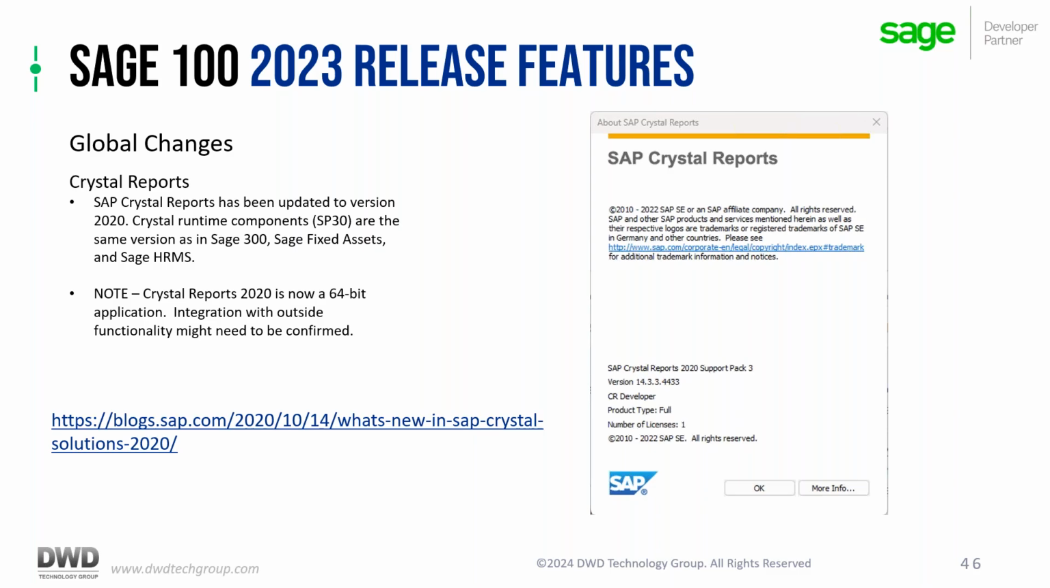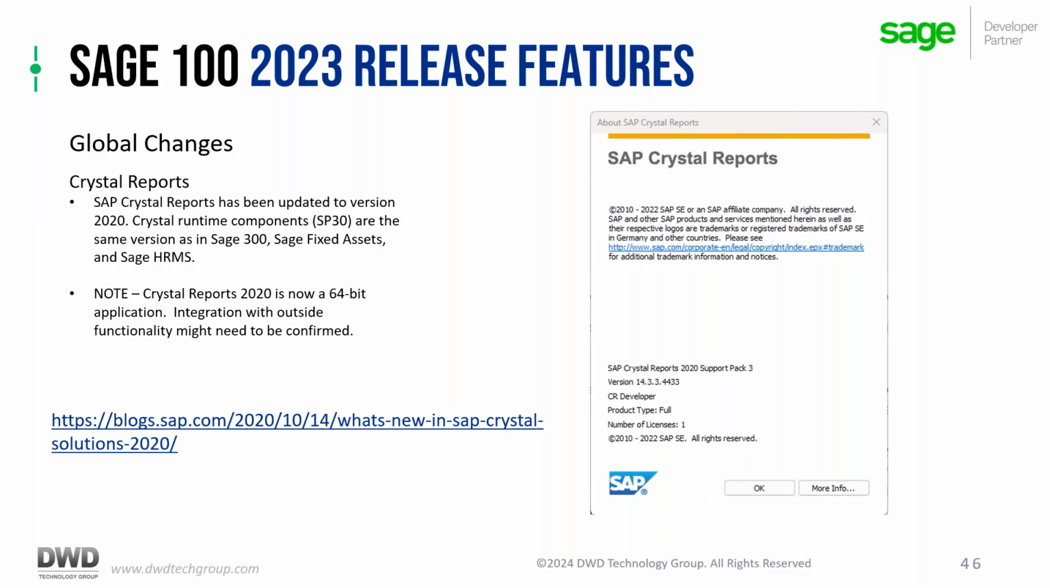What we run into is other applications that you may have installed that use Crystal Report runtimes on software that hasn't been updated in some years. When you install the Crystal Report runtimes for 2020, it breaks those things, right? Because those programs haven't updated, and Sage is updating, and so that can cause some problems. Crystal Reports 2020 is a 64-bit application.